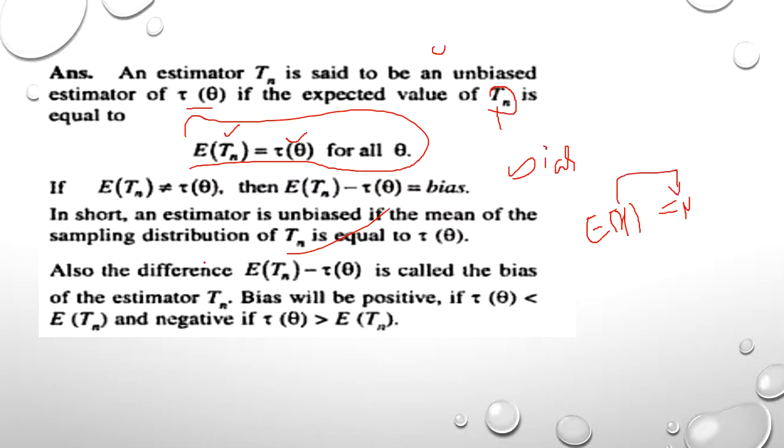For an unbiased estimator, the bias is 0. If we need to calculate the bias value, then the expected value of Tn minus tau of theta is the formula for bias. The bias will be positive if tau of theta is less than the expected value of Tn, and negative if tau of theta is greater than the expected value. Now I will show some examples.